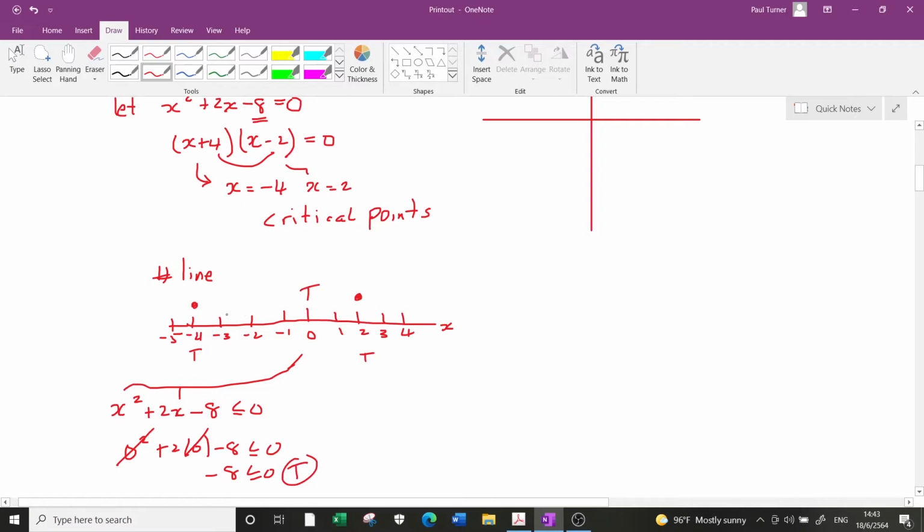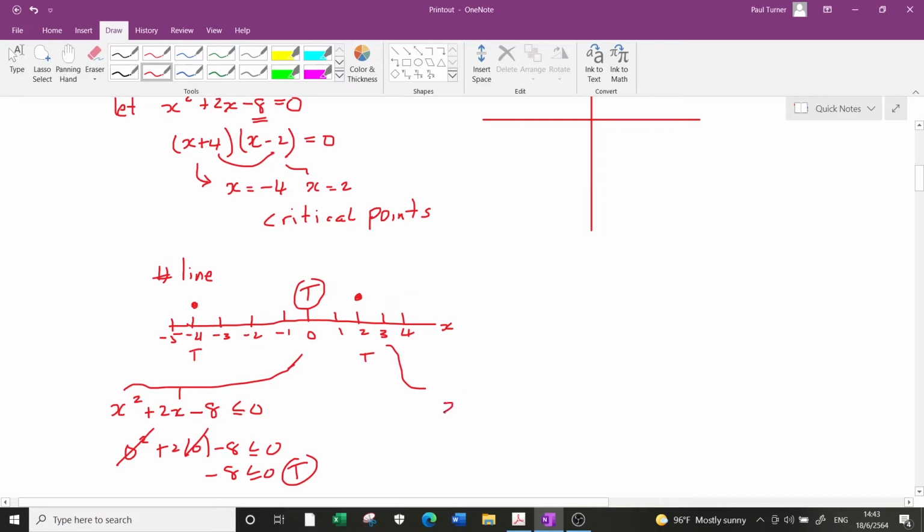Now, we can check these other numbers. They are also going to be true because they lie between the critical points. So if you find one number that is true, all of these numbers here are also going to be true. You don't need to test them. But what you should do now is test another number like 3. So let's try a number on the other side of this critical point here.